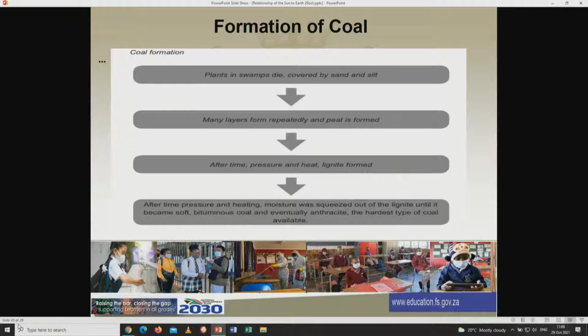And after time, pressure and heating, moisture was squeezed out of the lignite until it became soft. Bituminous coal and eventually anthracite, the hardest type of coal, will be now available. So this is a summary of the formation of coal. Now, let's continue.